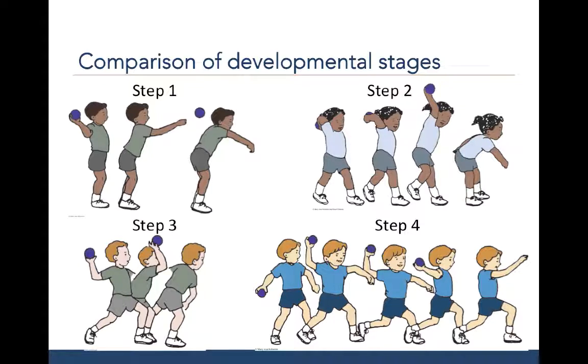The next stage incorporates a backswing. In step 3, we see that the elbow is moving in a circle overhead or obliquely to the side, whereas in step 4, the elbow moves in a down and back motion. In this last stage, the arm drops below the waist during the backswing.